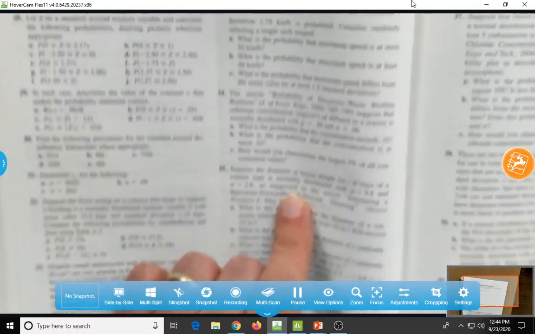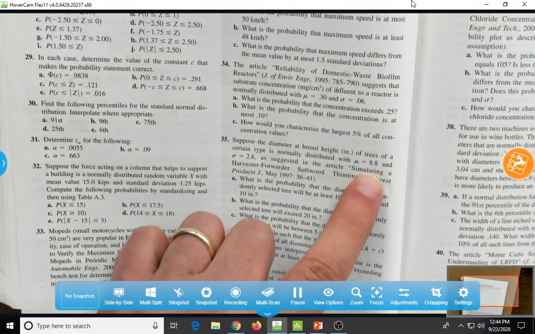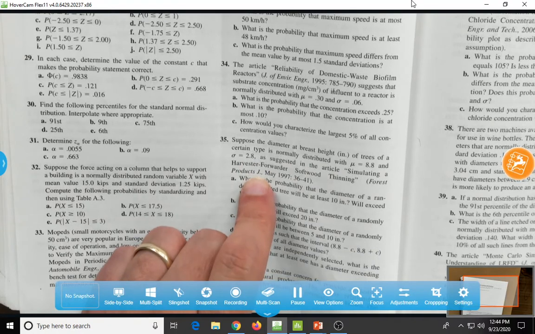So suppose the diameter at breast height, in inches, is normally distributed with mean 8.8 and standard deviation 2.8. These are the things you learn if you're a park ranger.